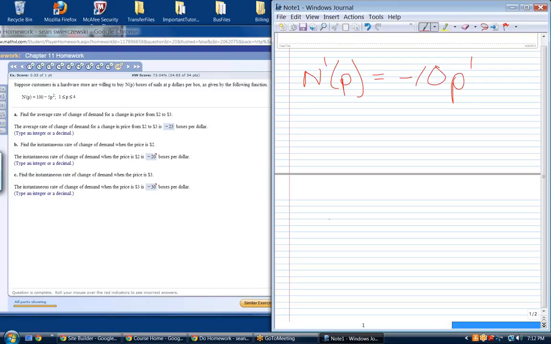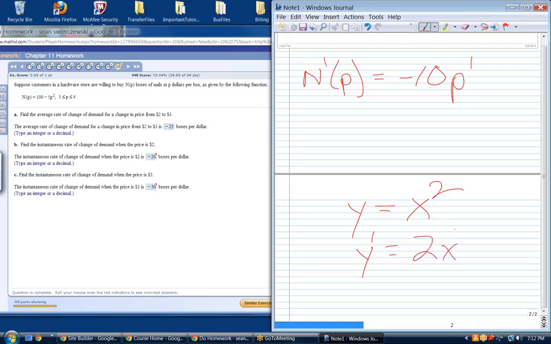Do you know the power rule at all? No. Okay, here's how it works. You take the exponent, you drop it in front. So y prime is equal to 2x, and then you reduce the exponent by 1.